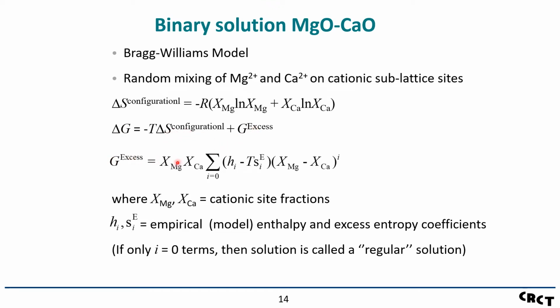The excess Gibbs energy is generally expressed as an empirical power series in the cationic fractions of the cations, which is equal to the mole fractions of the constituents. The H_i and the S_i^XS are empirical enthalpy and excess entropy coefficients, which we obtain by fitting all the available data simultaneously. So this is the form of it. If we had only the i equals 0 terms, just the first terms in the series, then this would be called a regular solution. The excess is the product of the mole fraction terms times a constant.